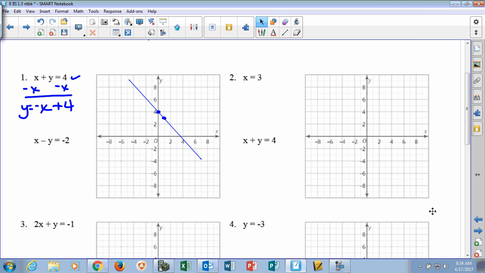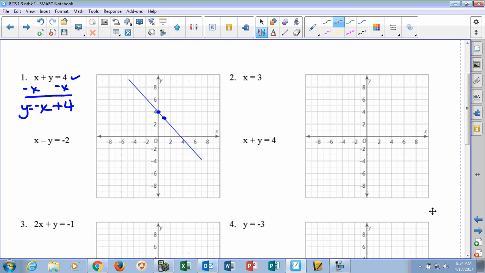Well, now we have to do the same thing with the second equation, right? Because is the second equation in slope-intercept form? No. So again, how am I going to put it in slope-intercept form? We'll make this one red. We'll make it a different color. How am I going to do this in slope-intercept form?